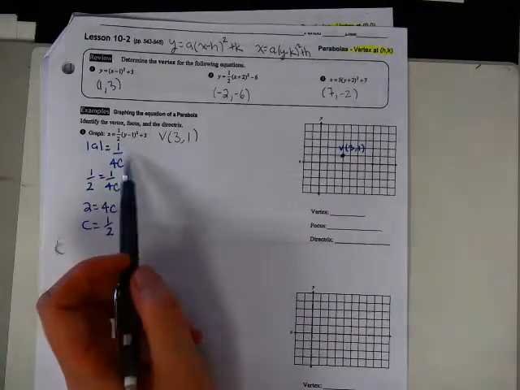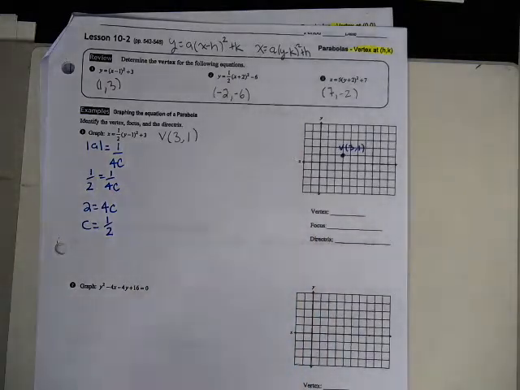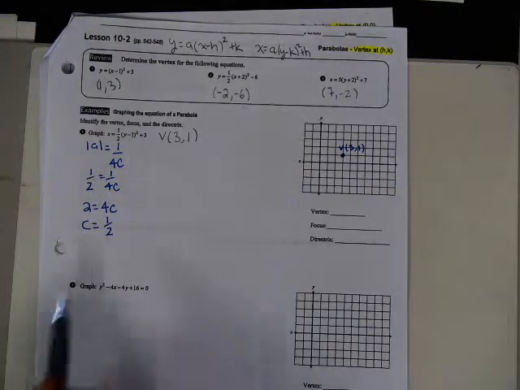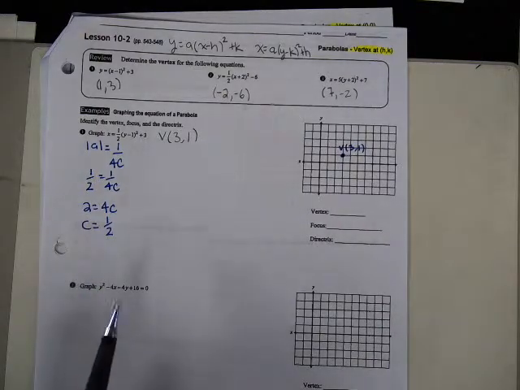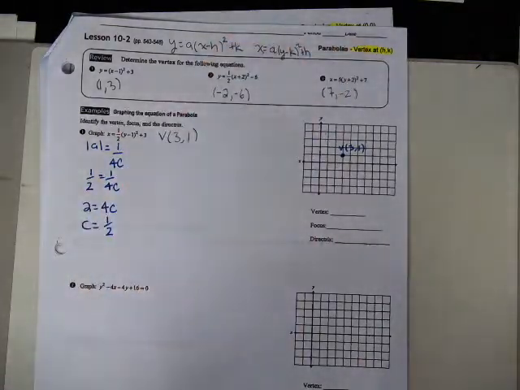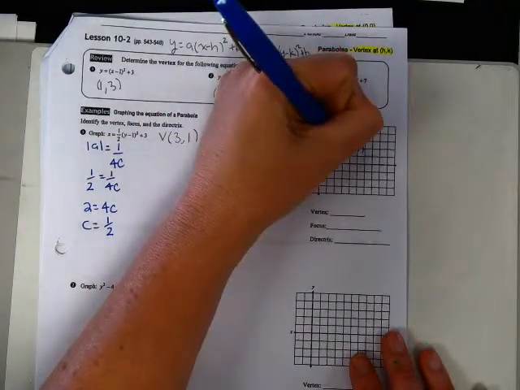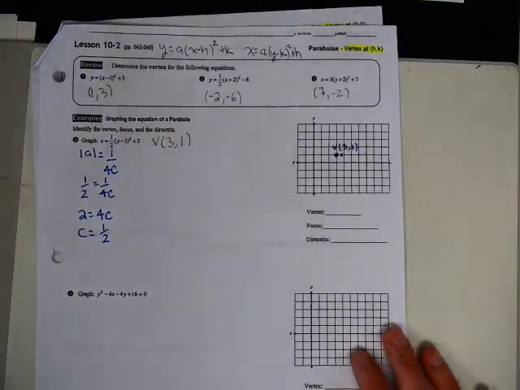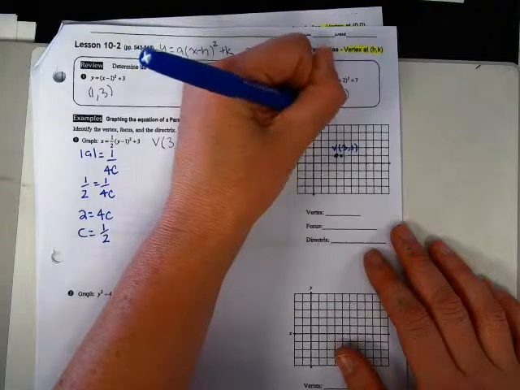Now, because it's of this form, I know it's going to open to the side, and since a is positive, I know it's going to open to the right, which means my focus is going to be 1/2 unit away from my vertex. So that's pretty close. So here it is. Focus 1/2 unit away, and my directrix also 1/2 unit away.